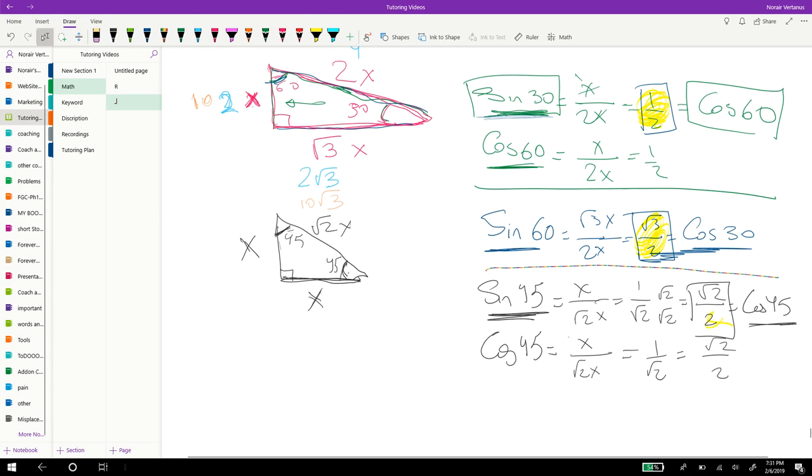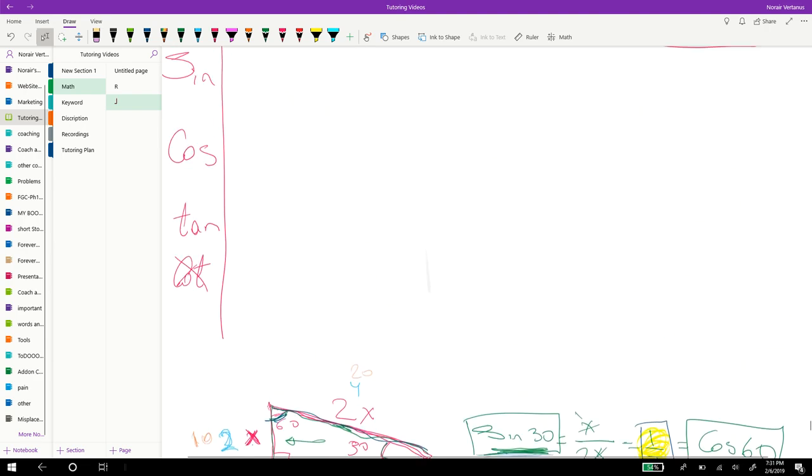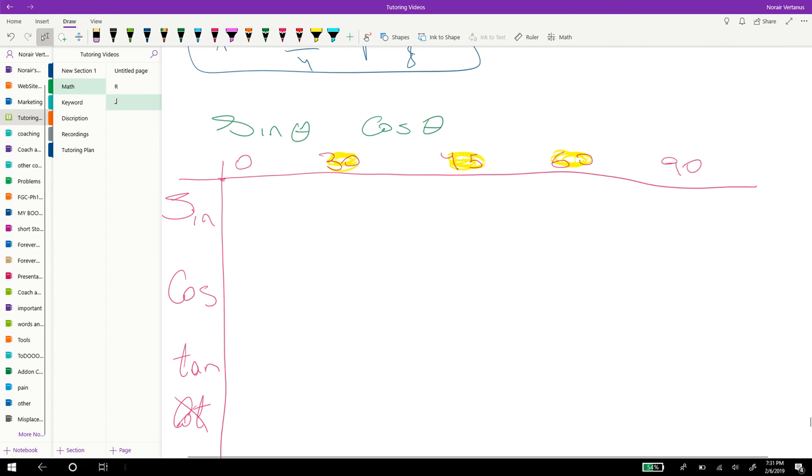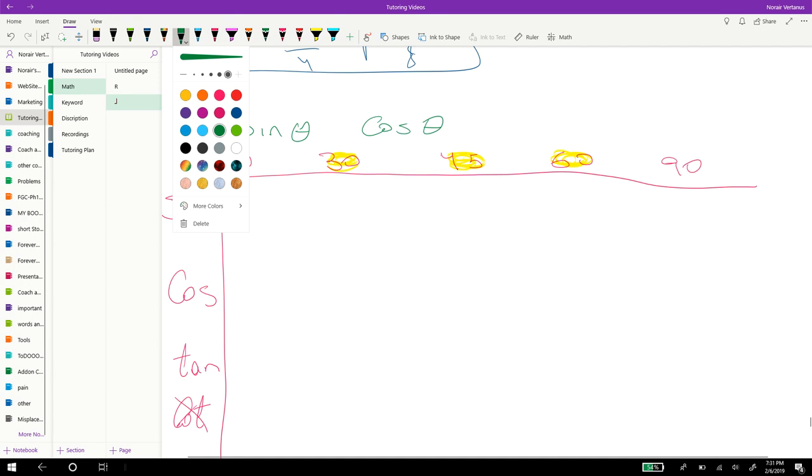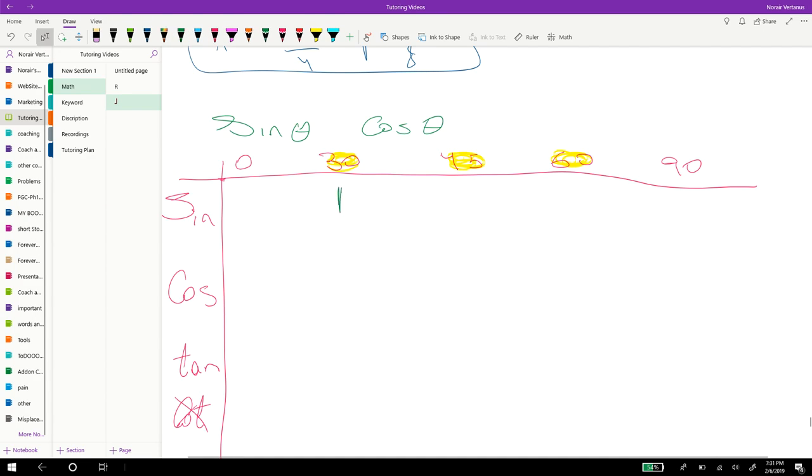So let's put this into a table and come up with a good conclusion. If you look at these, this is what we got. Sine of 30 is equal to 1 over 2. That's the same as with the complement. The complement of 30 is 60, so that's equal to cosine of 60. That's right, 1 over 2.